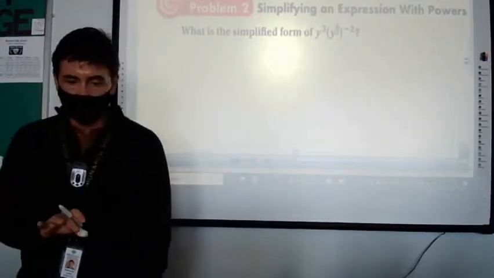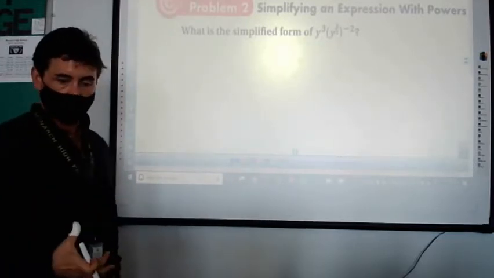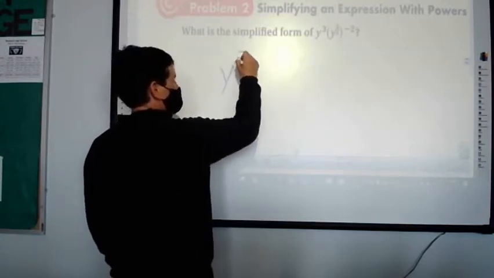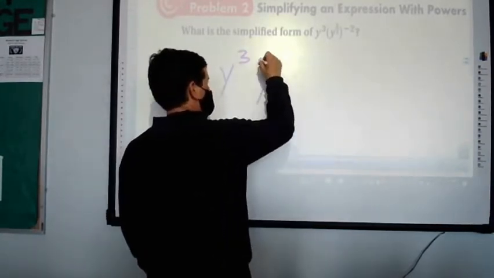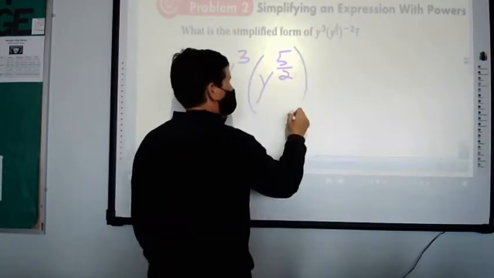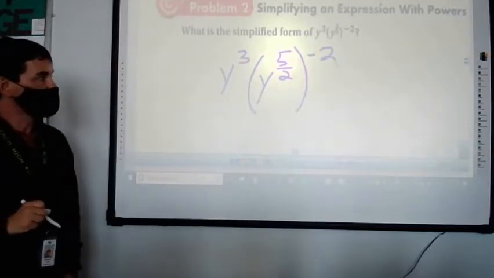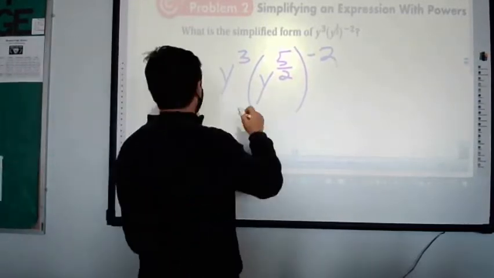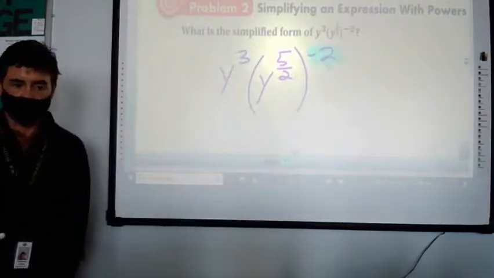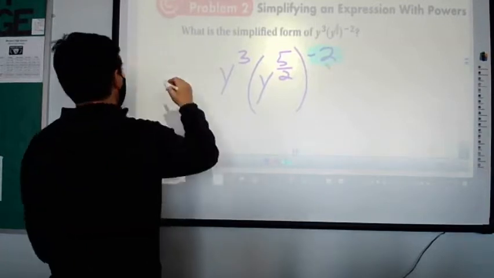So remember order of operations, okay? If you don't follow order of operations, you're gonna get all these wrong. So I'm gonna rewrite it a little bit bigger. So we got y to the 5/2 power raised to the negative second power. Okay, so we have to deal with this exponent first, right? Because we're multiplying. So you multiply first and then add.